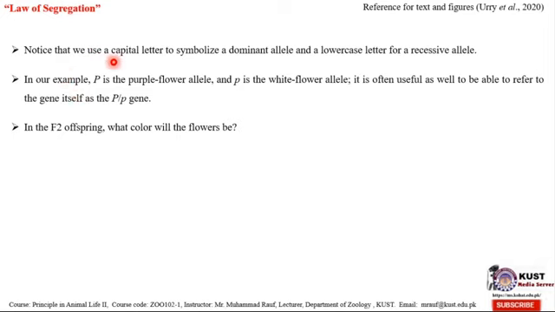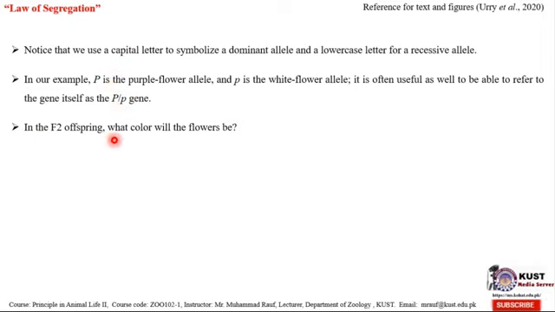Notice that we use capital letters to symbolize dominant alleles and lowercase letters to represent recessive alleles. So P is the purple flower color and small p is the white flower color, and it is often useful as well to be able to refer to the gene itself as P/p, that is, it is in heterozygous form. One allele is dominant, the other is recessive.